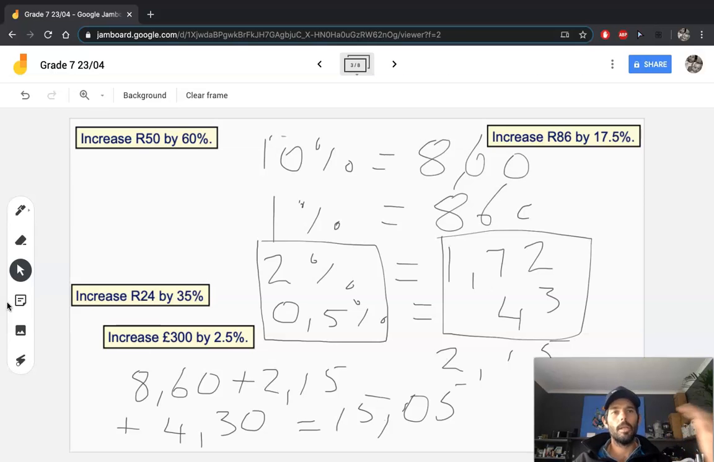Okay, so you can use both methods, but I encourage you to have a look at the percentage and see if you can go 10%, 5%, 2.5%, because all I'm doing there is I'm working out 10% and then just halving.